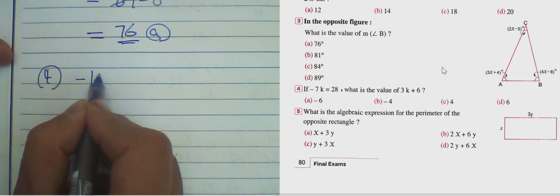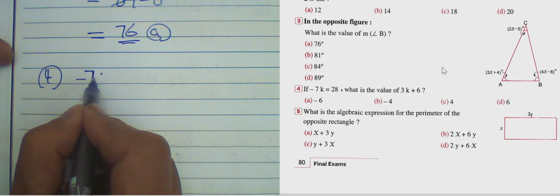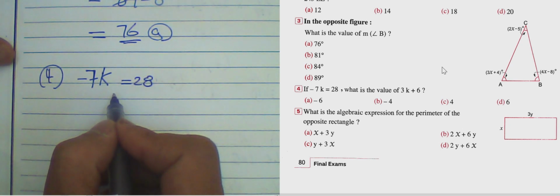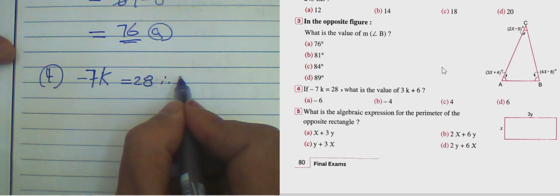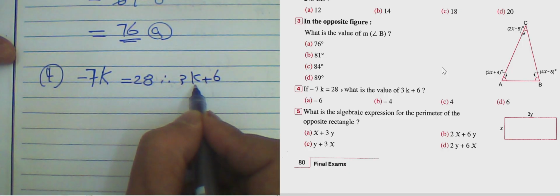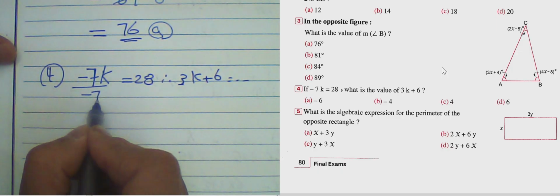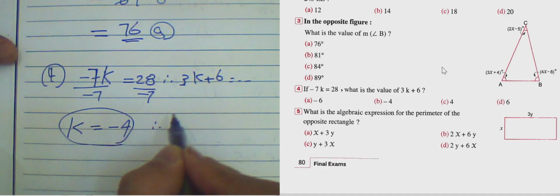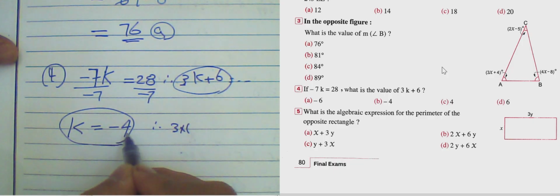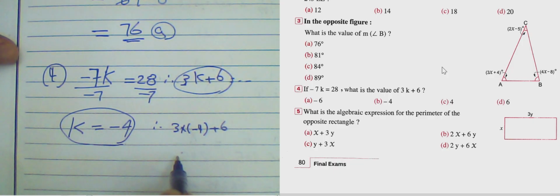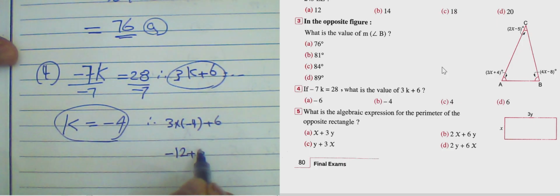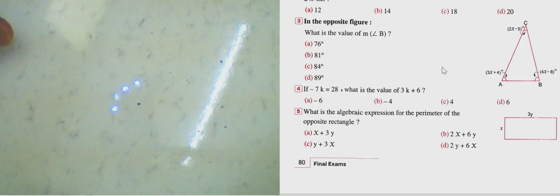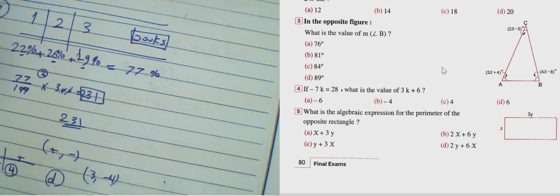Question number 4. If negative 7k equals 28, we can find the value of k by dividing by the coefficient of k, negative 7. Then we find 3k plus 6. Dividing by negative 7, k will be equal to negative 4. Put k equal to negative 4 in this expression, 3k plus 6. 3 multiplied by negative 4 plus 6. 3 times 4 is 12, right? Negative 12 plus 6 is negative 6. First step, find the value of k and then put it in the next expression.